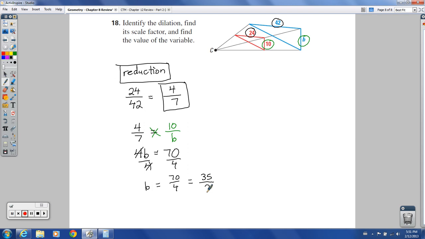Probably not going to tell somebody that the length of b is 35 halves. You're probably going to say 2 goes into 35 17 whole times with 1 left over, so 17 and a half or 17.5. These are all acceptable answers, but I think the last two are the better answers.